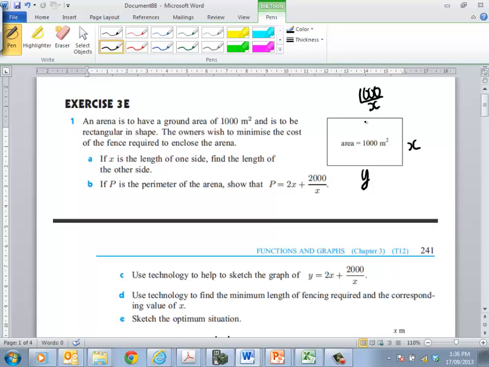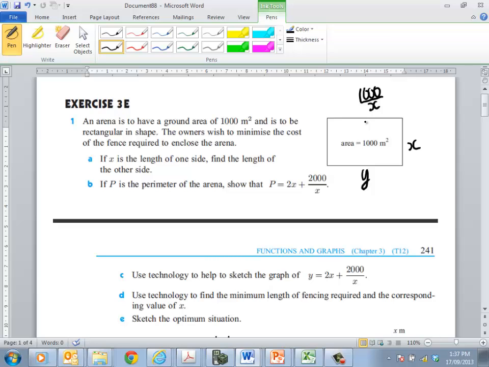Okay, got the idea? The next part of the question says if P is the perimeter of the arena, show that P is equal to 2X plus 2,000 divided by X. Why would I give you the answer? The reason is, if you couldn't do part A, then you know what the answer of part B is, so you can actually do the rest of the question.